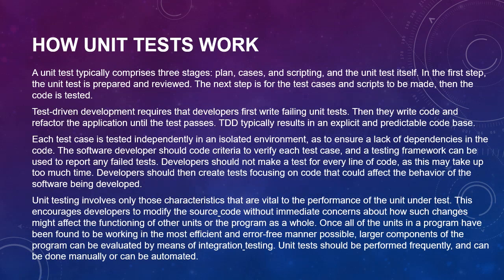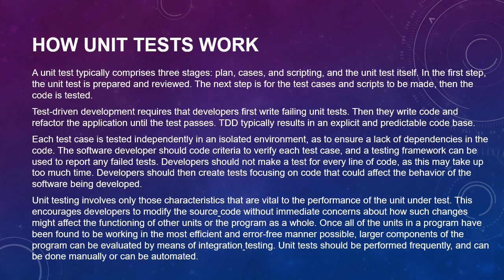How a unit test works. A unit test typically comprises three stages: plan, cases and scripting, and the unit test itself. In the first step, the unit test is prepared and reviewed. The next step is for the test cases and scripts to be made. Then the code is tested. Test-driven development requires the developers to first write failing unit tests. Then they write the code and refactor the application until the test passes. TDD typically results in an explicit and predictable code base.